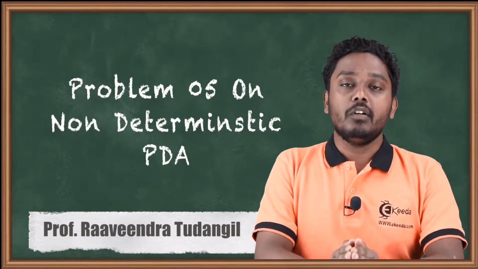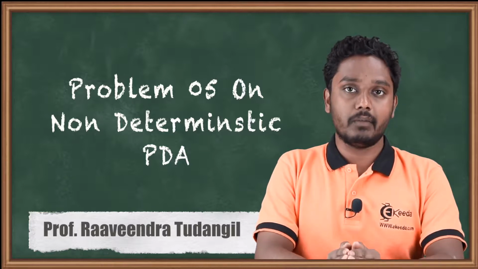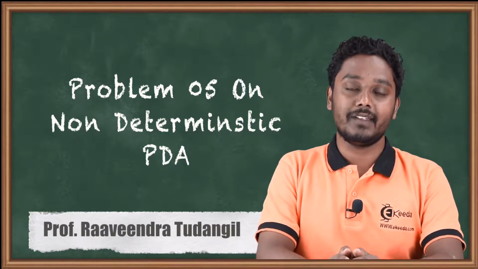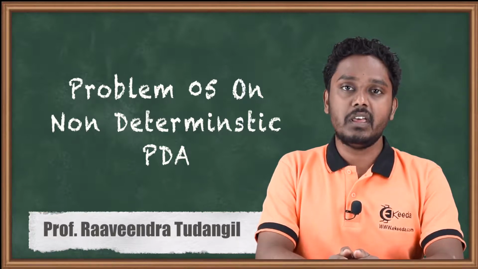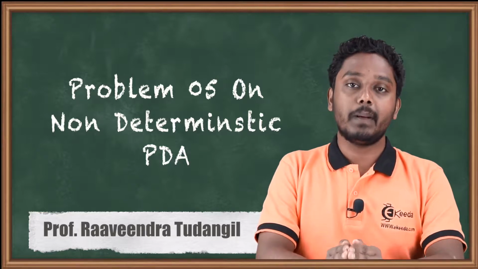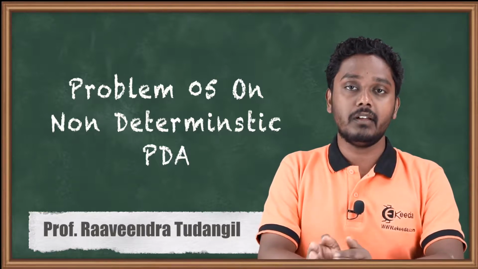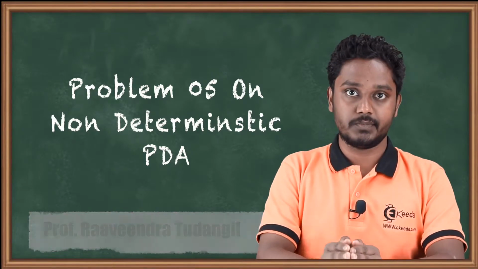We have already solved W W reverse, in which we were using non-determinism because we never know where is the middle of the string. But in this particular question, C is used to represent the middle of the string. So we have to compare the palindrome from left side to the right side only when we have C encountered.